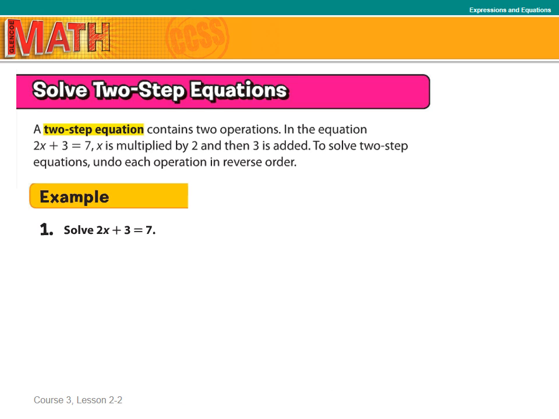Solve two-step equations. A two-step equation contains two operations. In the equation 2x plus 3 equals 7, x is multiplied by 2, and then 3 is added. To solve two-step equations, undo each operation in reverse order. So in other words, the last thing we're going to do is isolate the variable. Remember, our goal is to isolate the variable.